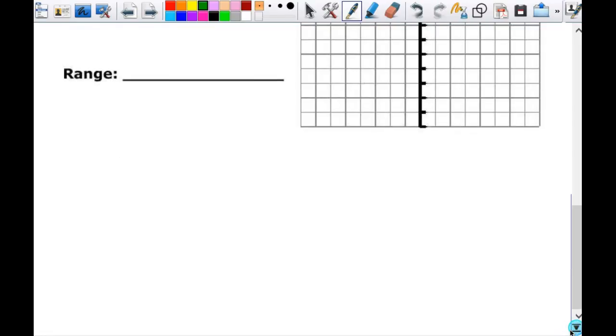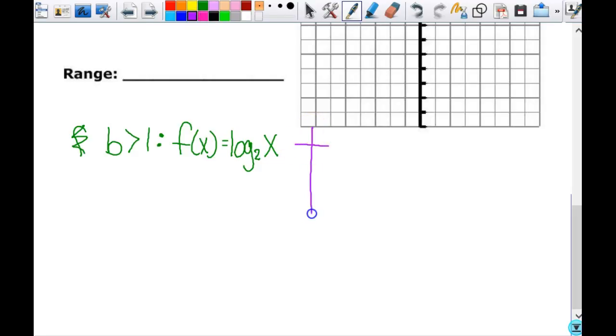So again, you have your two colors, right? So we're going to do one where b is greater than 1. So for that one, f of x is equal to log base 2 of x. And then same idea, we're going to do them in different colors. So here's one, x, y.